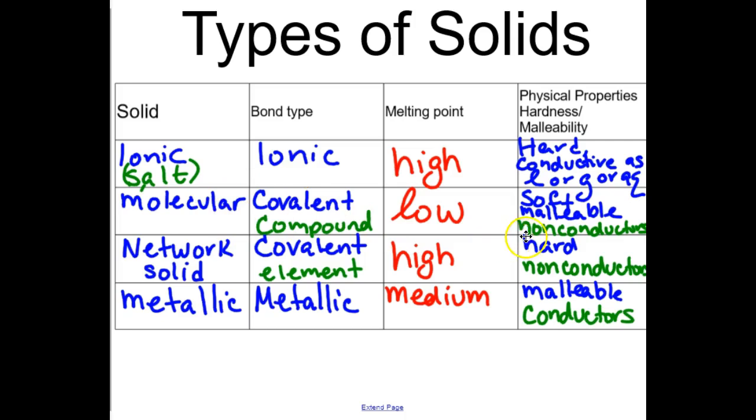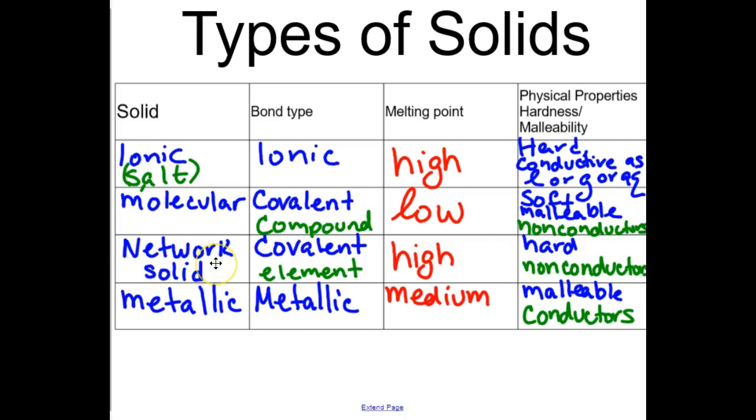Molecular solids are soft and malleable. Your example of an ionic substance is table salt, NaCl. Your example of a covalent substance is sugar. Sugar we consider to be soft because we can very easily make it into a powder. Also, we looked in the lab at that paraffin wax, and you should have seen that that is a soft substance.